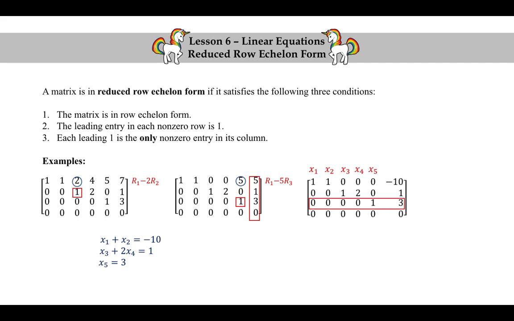We don't need to write down that last row because it's just 0 equals 0, which provides no useful information. I'm going to go ahead and solve for the basic variables, which are x1, x3, and x5. So x1 is negative 10 minus x2, x3 is 1 minus 2x4, and x5 is 3. x2 and x4 are the free variables because columns 2 and 4 do not have any pivots.